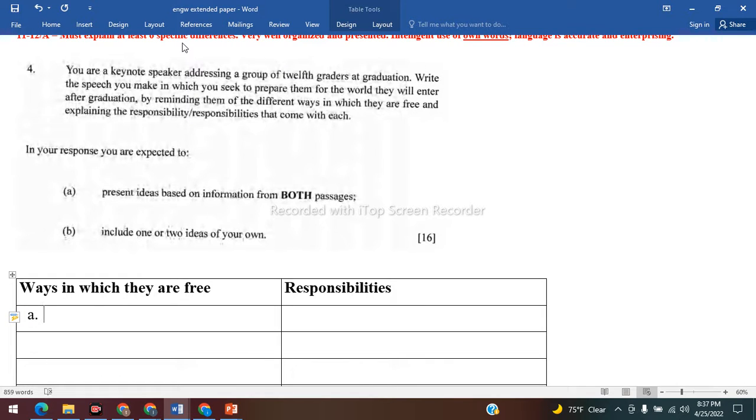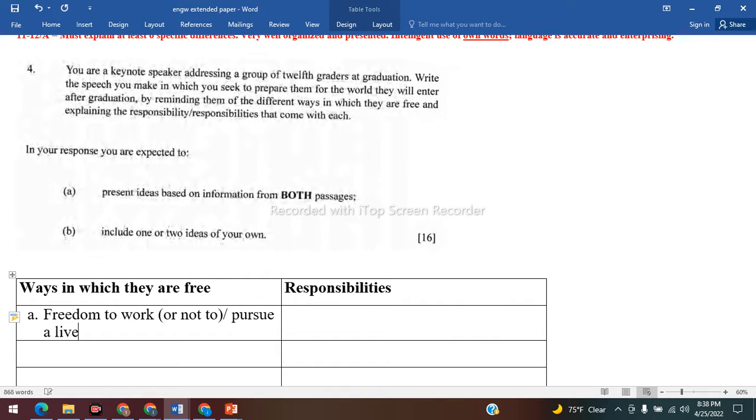All right, so freedom. We have to talk about the freedom to work or not to work, to pursue a livelihood. When we say livelihood, what do we mean?